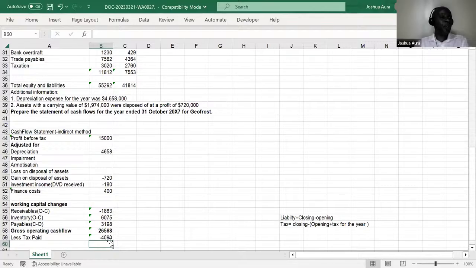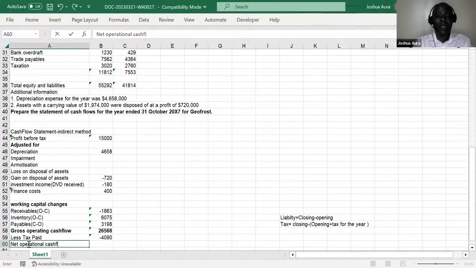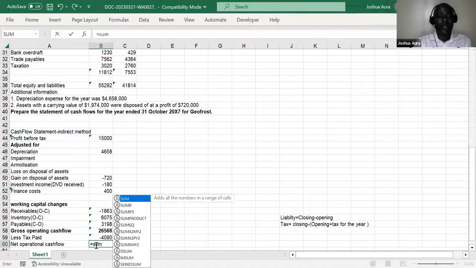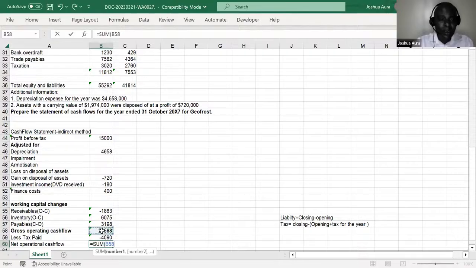So there are two schools of thought here, and I would want to sell to you this school of thought. In this case, this will become the net operational cash flow. Then I should be able to come here and say equals, I want to sum the two. So this and this, these two. So I put them there. I close my bracket like that.